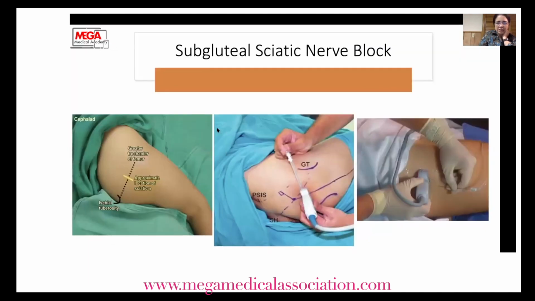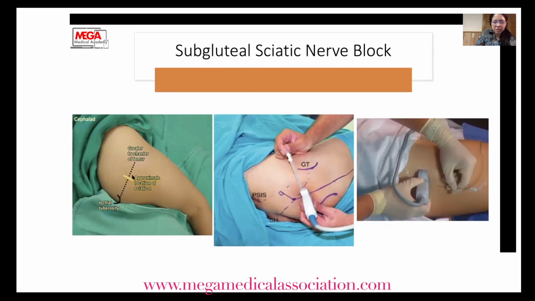Another technique, the more trendy one nowadays that most people do, is the subgluteal nerve block. It's easier than the other two techniques, and the landmarks are simple: the greater trochanter of the femur and the ischial tuberosity here. You draw a line between them, and the nerve is supposedly in the middle here.